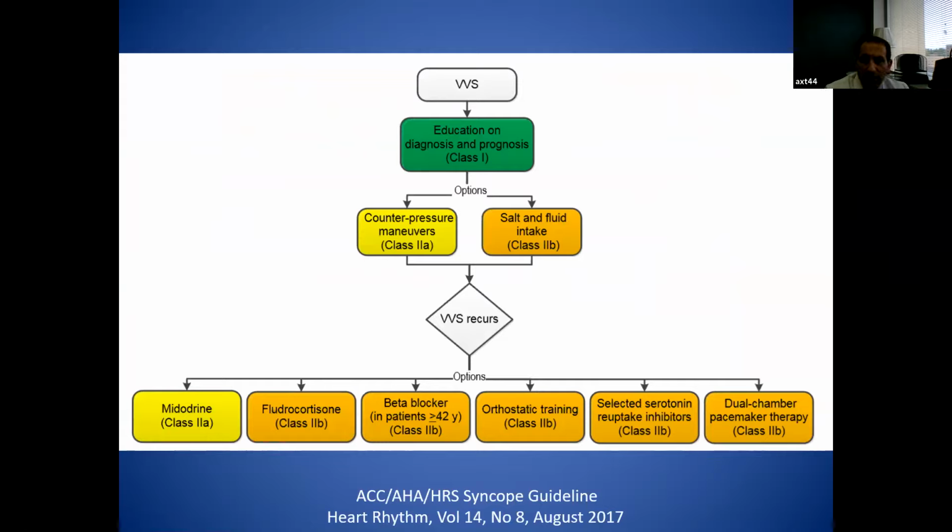So if you diagnose somebody with vasovagal syncope, you educate them, you tell them that their prognosis is fairly good. We recommend counter pressure maneuvers, so teach the patient to brace down. If they feel a prodrome, sit down to prevent trauma, brace, and it usually resolves. Increase salt and food intake. Sometimes I recommend low carb Gatorade.